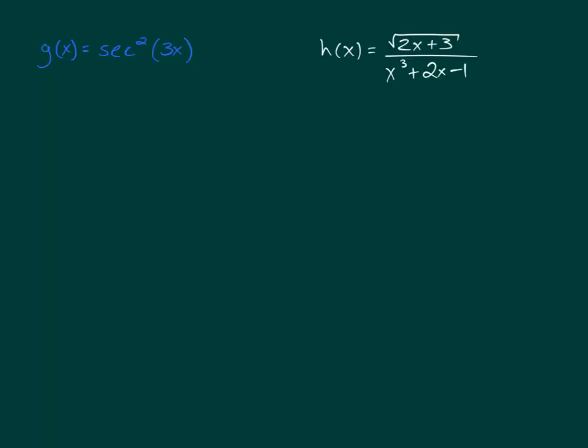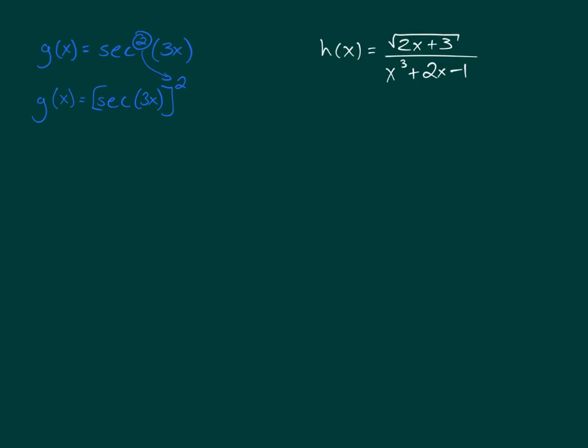So here are some more examples. Again, we do not need to simplify these answers. The first one I see here is g of x, so I'm going to find g prime of x. But before I even find g prime of x, I want to rewrite g of x like this: secant 3x, the entire thing squared. That's what this square means right here.